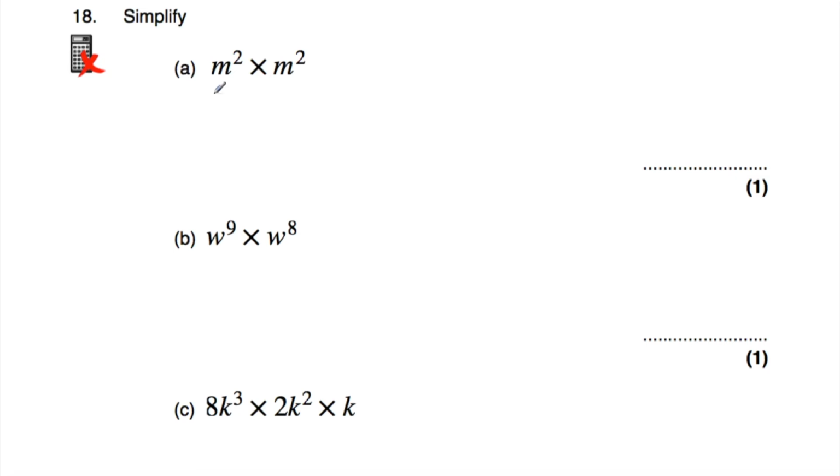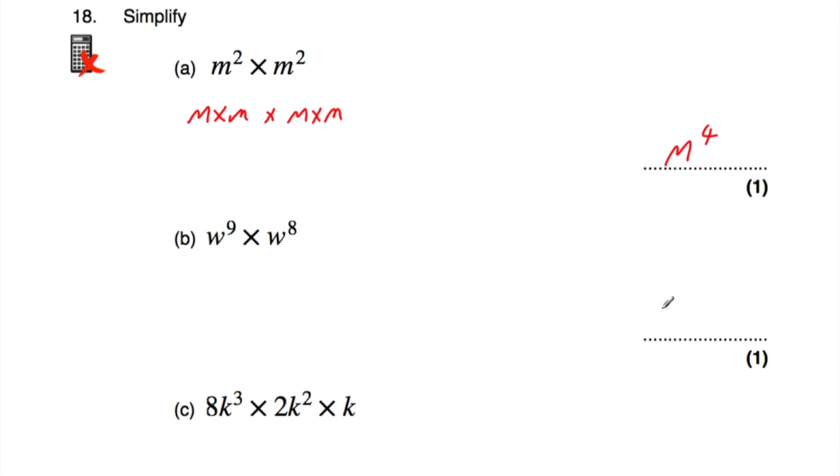And question number 18, we've been asked to simplify m squared multiplied by m squared. So earlier on we talked about if we've got the same base, m and m, we can just add the powers whenever we're multiplying these terms together. So that'd be m to the power 4. And let's just check, m squared is m times m, and m squared is m times m. And if we times them together, we've got m times m times m times m, which is m to the power 4.